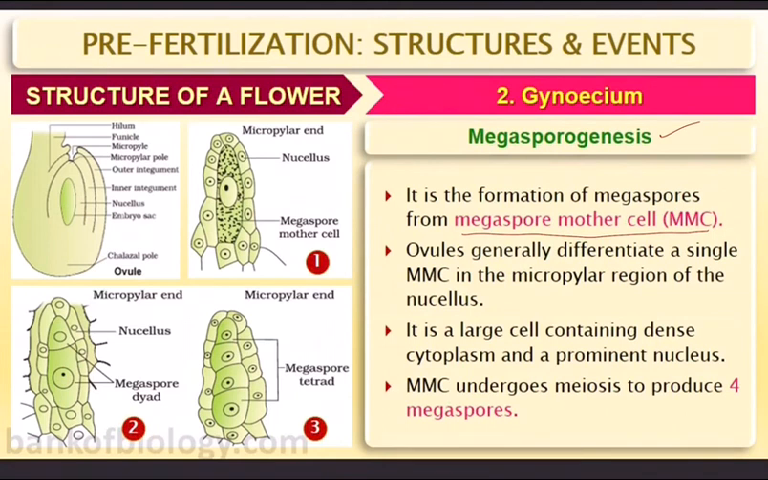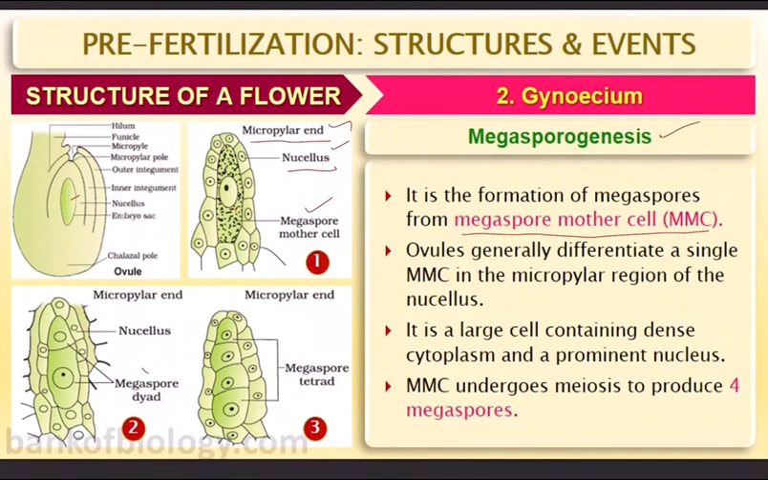Ovules generally differentiate a single MMC in the micropylar region of the nucellus. See, this is the micropylar end, and this is the nucellus tissue, the nutritive tissue, and you can see the megaspore mother cell. This is the megaspore mother cell. It is this cell which undergoes meiosis and forms megaspores. So where is it located? It is located here in the embryo sac.